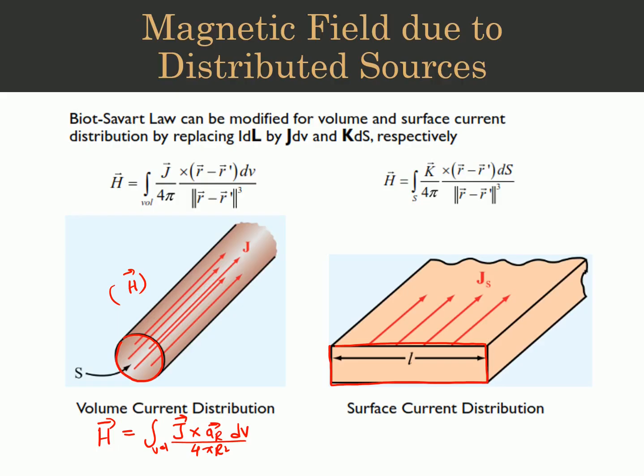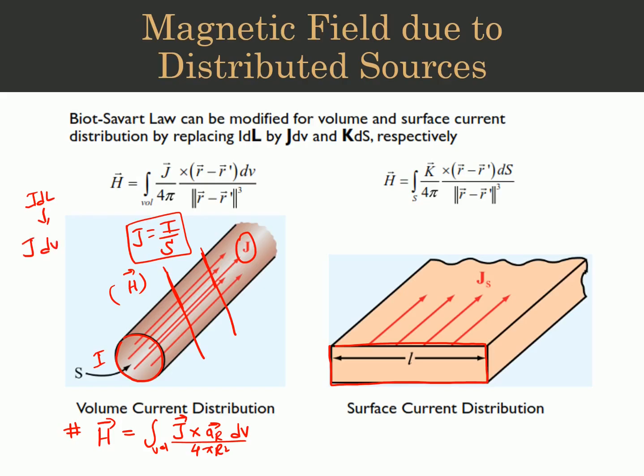Why? Because we have studied that if the current is moving inside any volume, that current in a specific region can be represented as the current density, where current density is the current per unit area or per unit surface. So this is now the expression to find the magnetic field intensity, where IDL in the Biot-Savart law equation has been replaced by J dV.